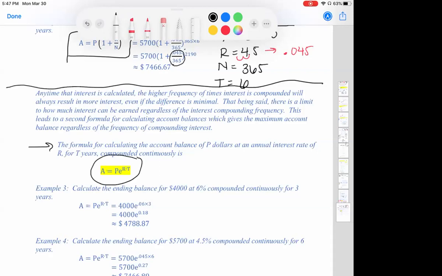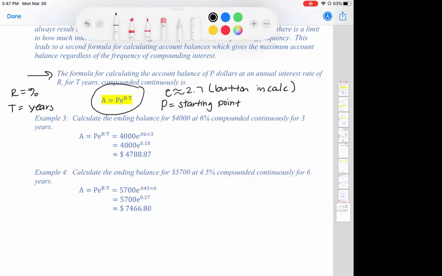So these words mean the same thing. E is about 2.7. Remember, that's a button on your calculator, so don't let that throw you off. It's not a variable, it's a number. Think of pi, right? P has the same value as before. That's your initial amount, your starting point in dollars. We have R, which is your rate. So again, that's your percent. Remember, change it to decimal form. And T is time, so how many years?